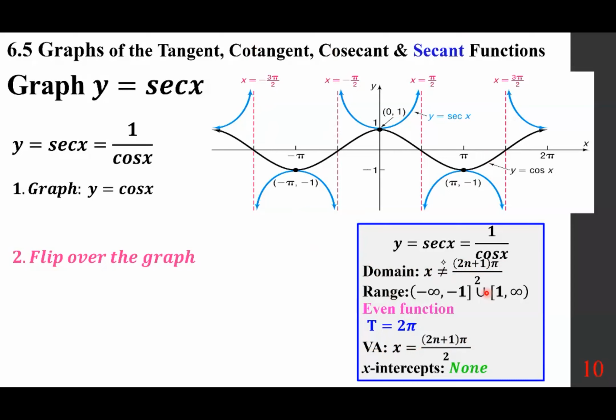Range: anywhere between -1 and 1 belongs to cosine, and it doesn't belong to the secant, so minus infinity to -1. That's a bracket, it includes -1. Union 1 to infinity. It is an even function. Why is that? Because cosine is even, so is secant. And you can see that just from here, that even means symmetric with respect to the y-axis. And the period is 2 pi, just like cosine, and there is no x-intercept.